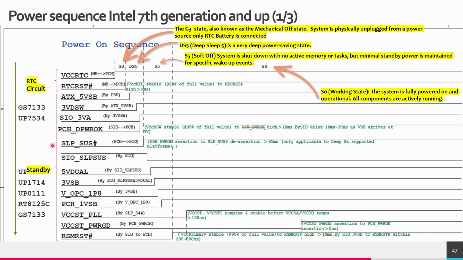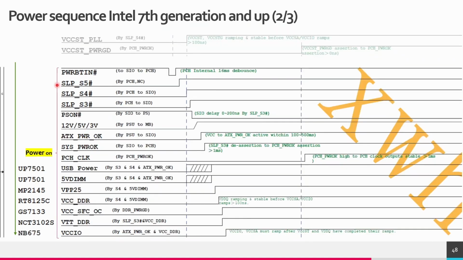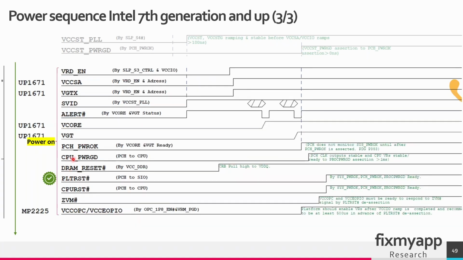The most important part is to measure the signals that are important for booting the motherboard, like the PCH power, the reset signals, power good signals, the sleep modes, the ATX power OK, CPU power good, PCH power good. The most important signals that are on every motherboard are the platform reset signal and the CPU reset signal. These two signals eventually have to go to a high state.